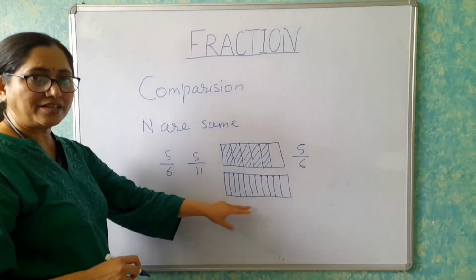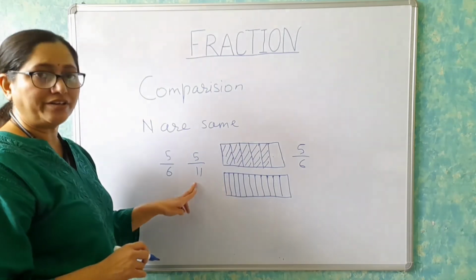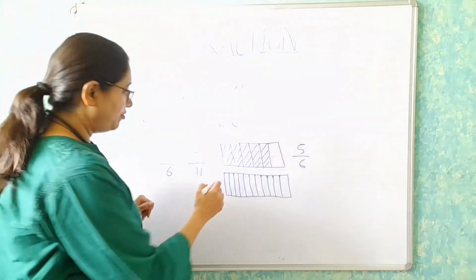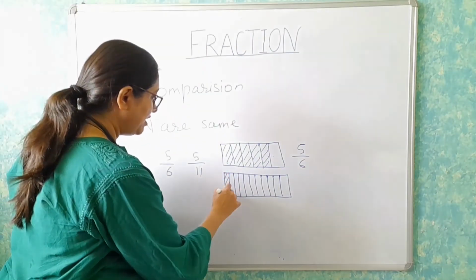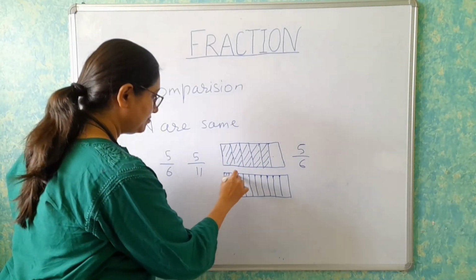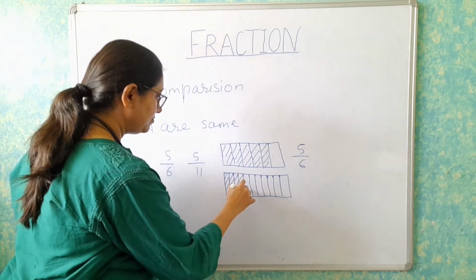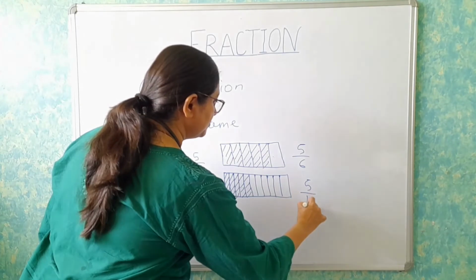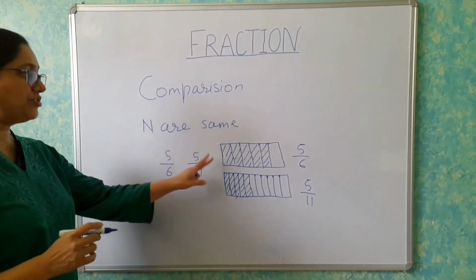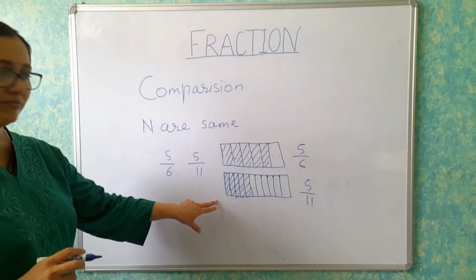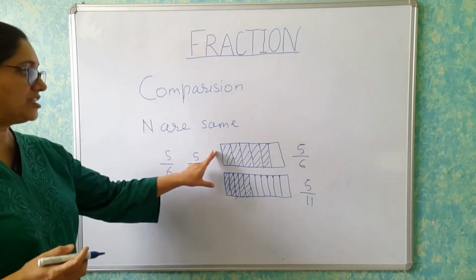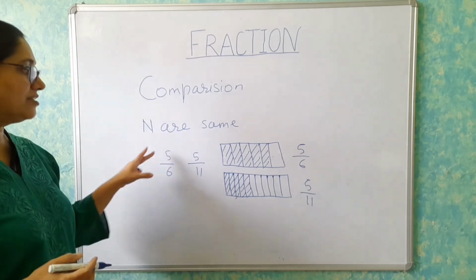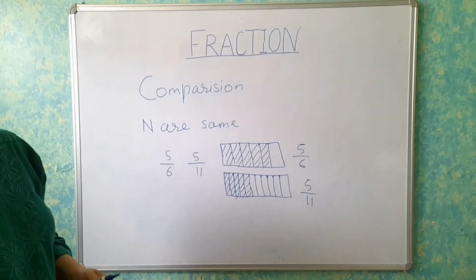And in second case I have divided the rectangle into 11 equal parts and I am taking again 5 parts out of it. So I can show it like that. Now you can decide which fraction is greater. So obviously just by looking at the pictures you can decide 5 upon 6 is greater than 5 upon 11.